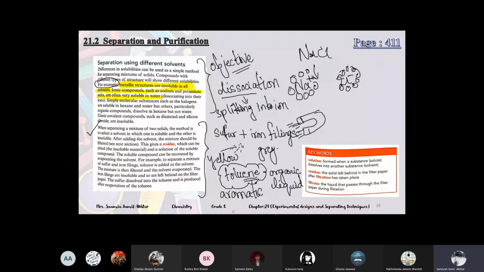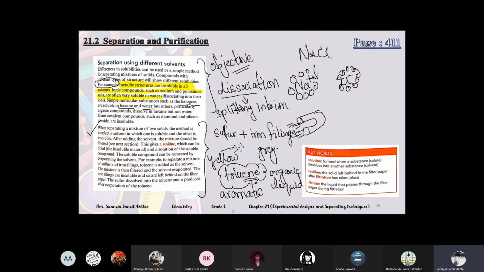Simple molecular substances such as halogens are soluble in hexane and water, but others, particularly organic compounds, are soluble in hexane but not in water. Organic compounds dissolve in organic compounds. Hexane is an organic compound, right? Hexane is in the alkane family, you studied about alkanes. So hexane is an organic compound, and an organic compound dissolves in organic compounds. Like substance dissolves in like substance. So organic compounds will dissolve in hexane, but not water.